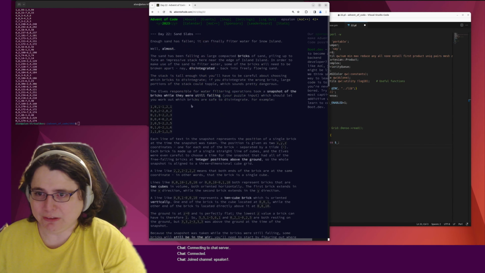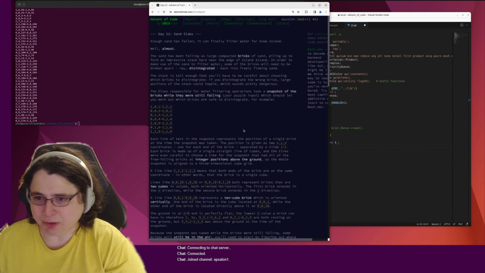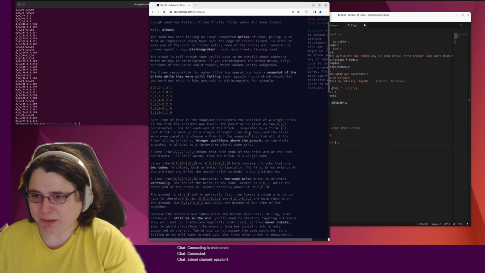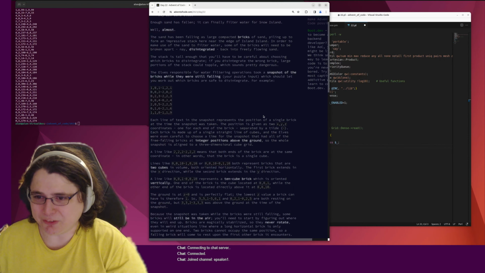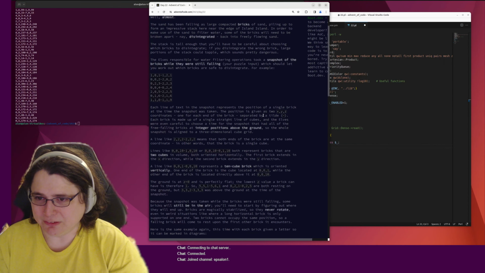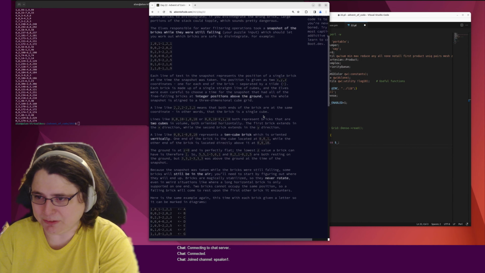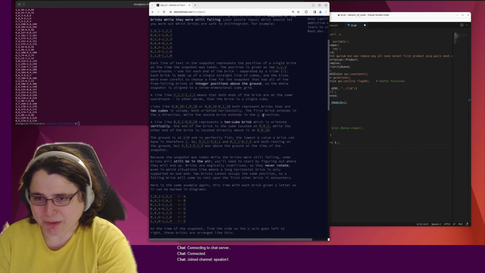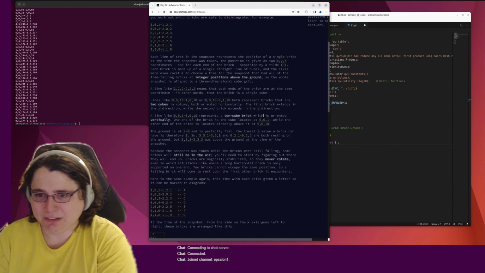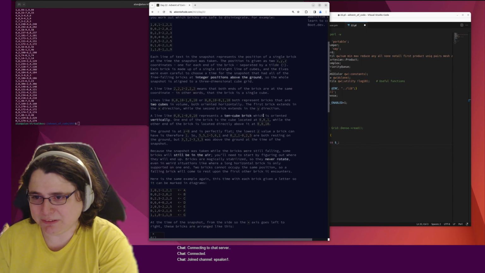Okay, sand slabs, it's numbers. A snapshot of the bricks, they are still falling. Oh, is it Tetris again? Disintegrate. Safe to disintegrate. Each line of the text presents the position of a single brick. Oh, 3 dimensions. 2 XYZ coordinates.